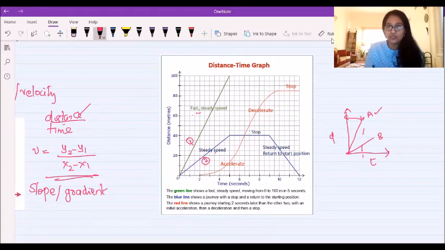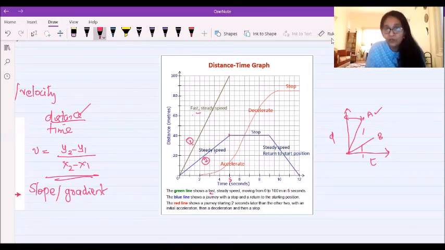The green line shows fast, steady speed, moving from 0 to 100 in 5 seconds. Look, this one is also using 5 seconds, but within 5 seconds it covers only 40 meters. That means it is very slow, but both are steady speed.